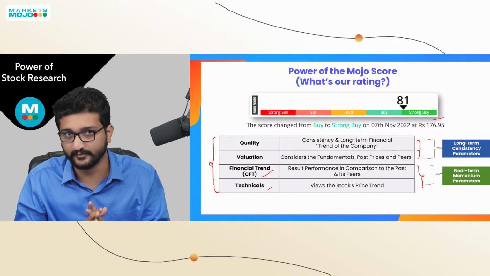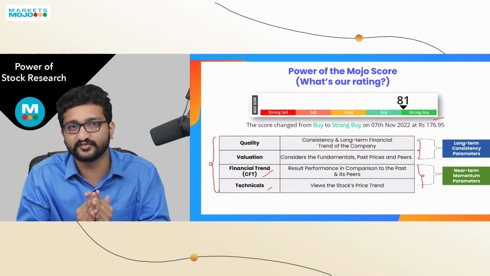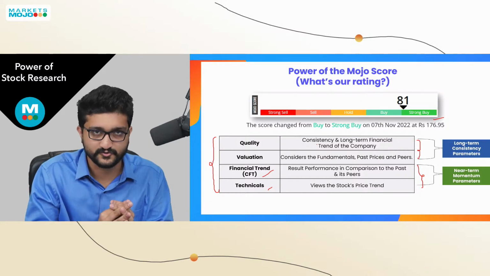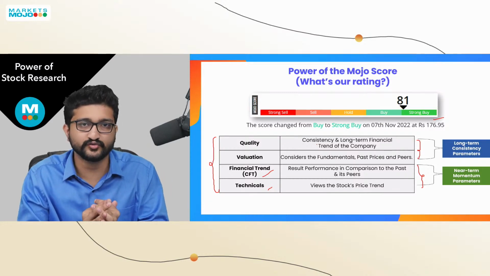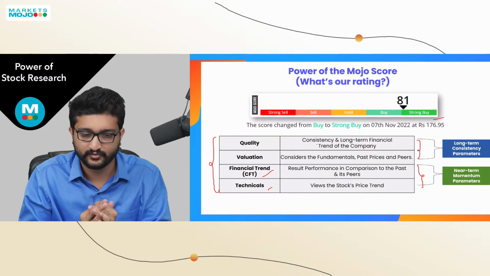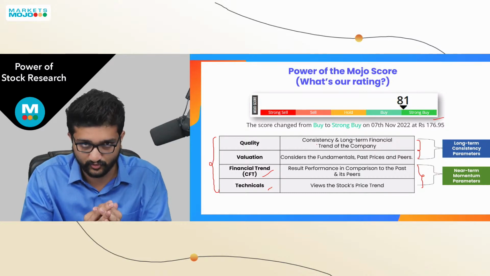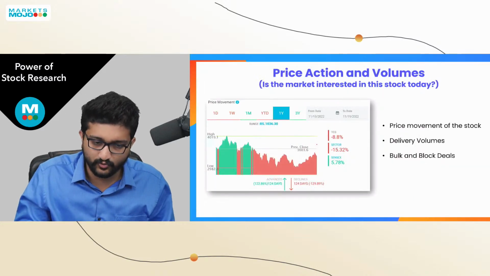This is the power of the Mojo score. It helps you understand what's the rating as per Markets Mojo. We will also look at this and use this in my personal strategy later. So I hope all of you have understood the Mojo score over here. Now let's move on to the next question.